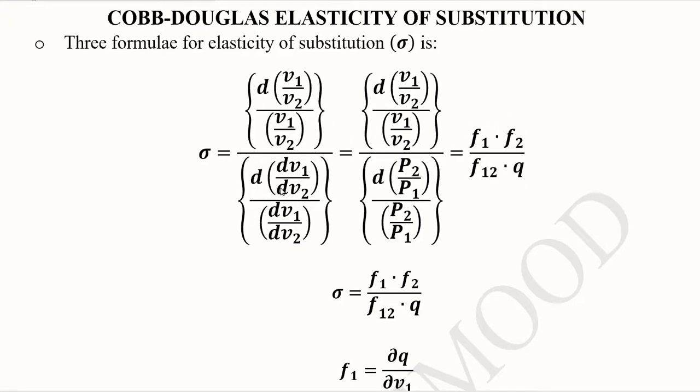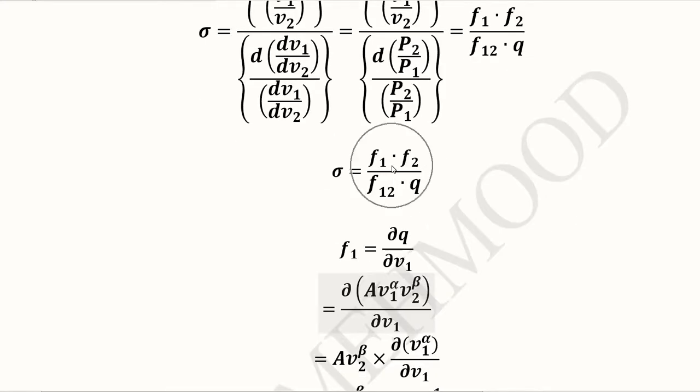The first one was with the slope of the isoquant in the denominator. The other one was with the proportionate change in the ratio of the prices, that is the slope of the budget line, and this one was by using the partial derivatives. So we are going to use this one.